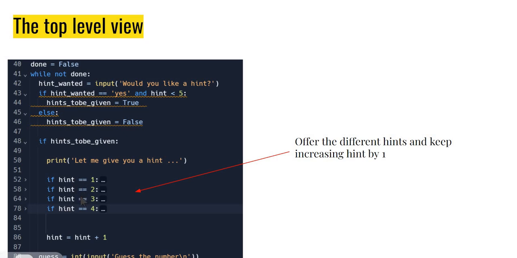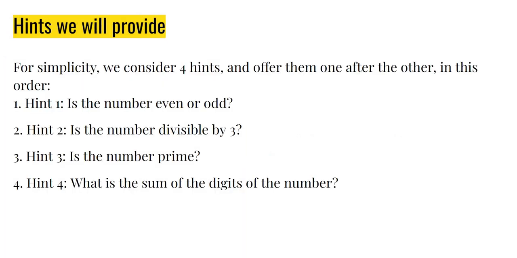So hint will go from 1, 2, 3, 4. Hint will become 5 after 4 hints, and that's why this code will stop working. I mean, this will basically set the hints to be given to false, and no more hints will be given. Now, before I write this code, let's say, for simplicity, let's consider 4 hints.